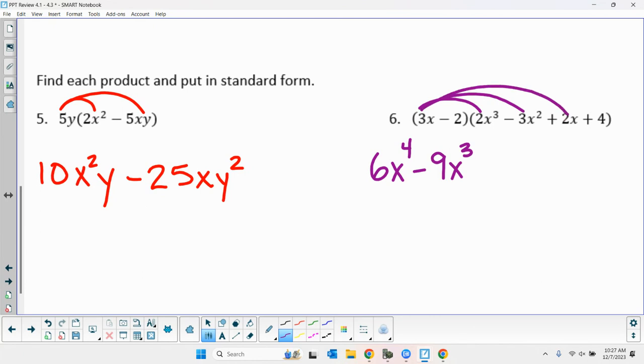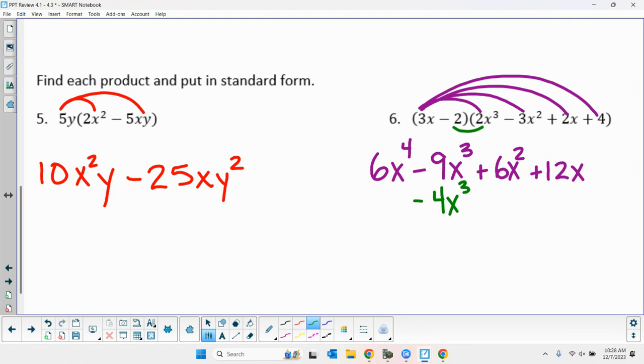3x times 2x is positive 6x squared. And 3x times 4 is 12x. Pay attention to your signs, too. Remember, positive times a negative is negative, right? Then I'm going to take negative 2 times x cubed, and that's negative 4x cubed.